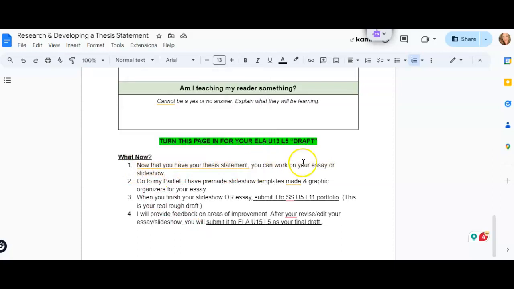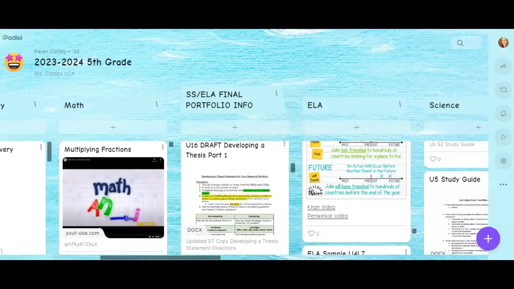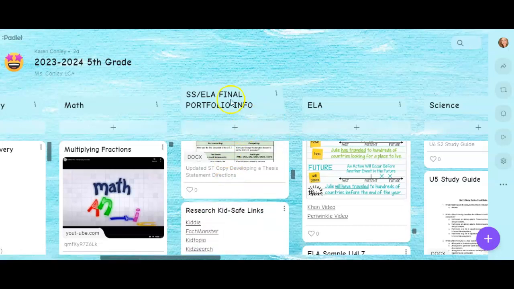Now that you have this done, I will look it over and give you feedback, and then you can create your PowerPoint. Okay, so I mentioned a PowerPoint or slideshow instead of doing an essay. You're going to have the links in your lesson intro notes that I'm going to put before each unit when it's due. But in case you want to have more information or more time to look, right here I created a tab in my Padlet, Social Studies and ELA Final Portfolio Info.